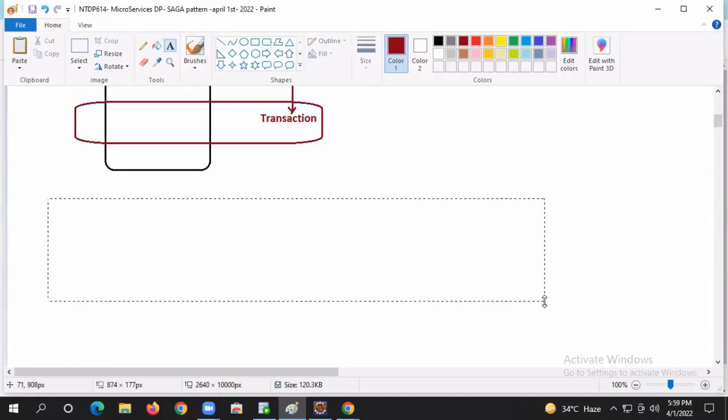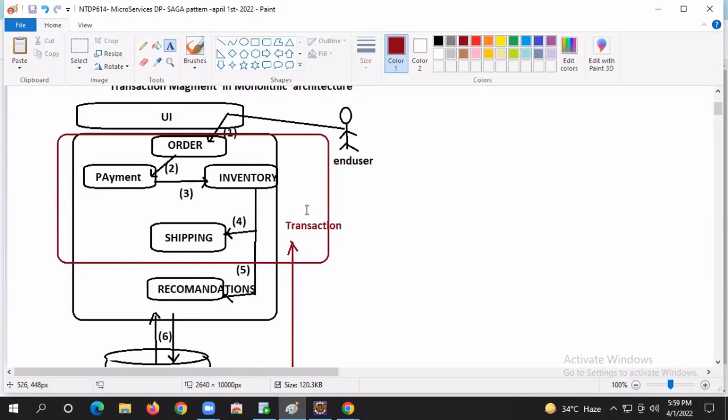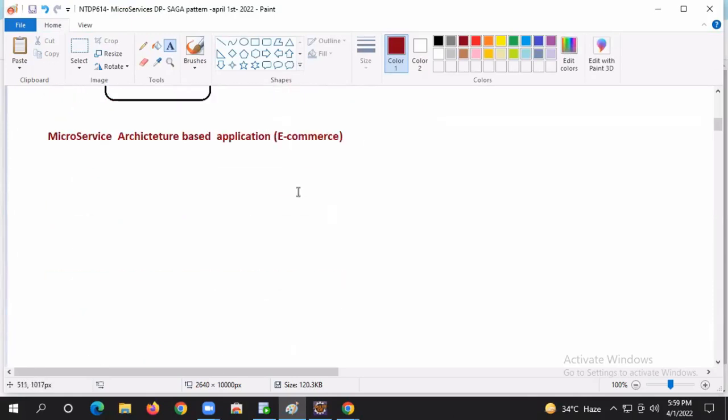Okay, guys. Tell me about microservice architecture, guys. A microservice architecture based application. What application? An e-commerce application. Understanding my statement, guys? Now listen carefully. What is the challenge, guys?